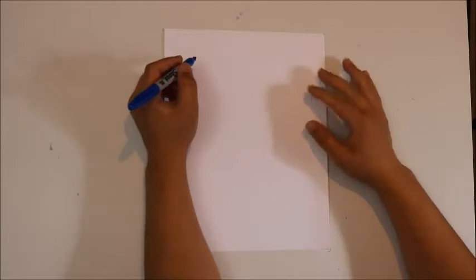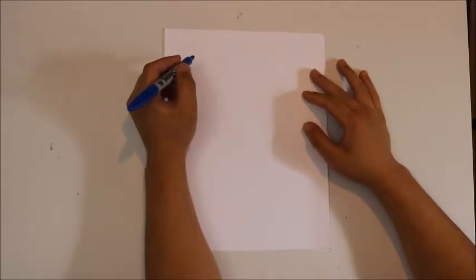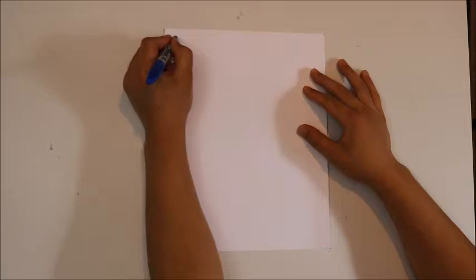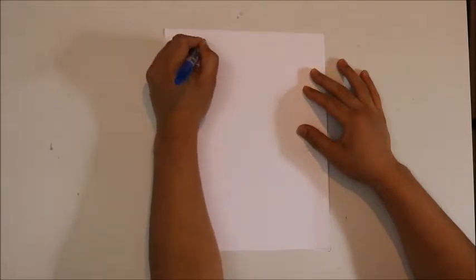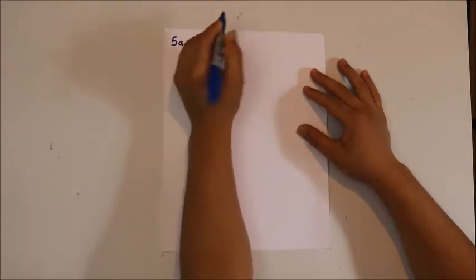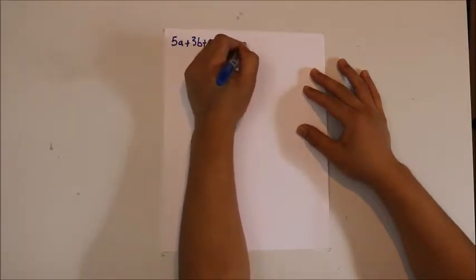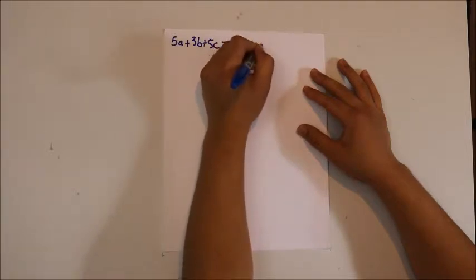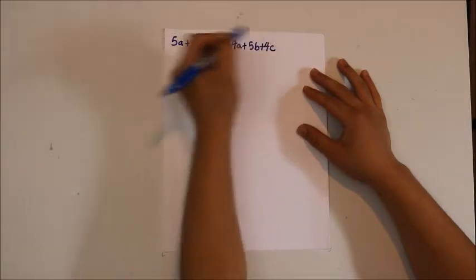To solve this, we must look at the 2 given equations. Since they are both equal to d, they must be equal to each other. So we can write a new equation as follows. We get 5a plus 3b plus 5c is equal to 4a plus 5b plus 4c.